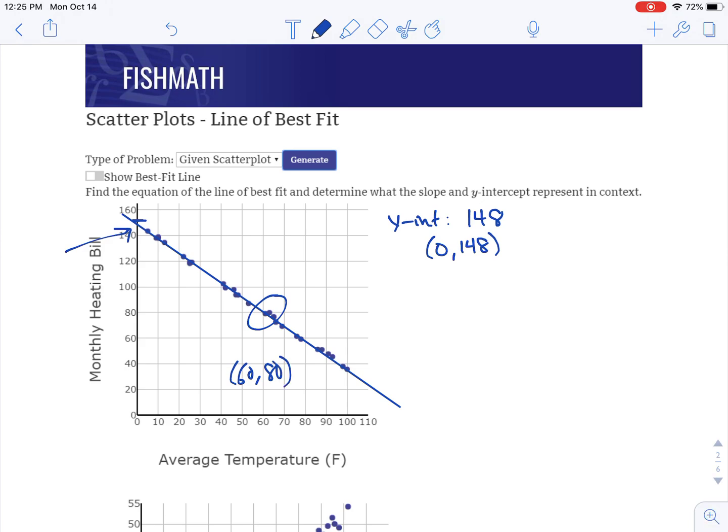Now there's not necessarily a dot there, and that's okay. I just need some place on the grid that I know for sure my line goes through. So I'm going to use that point, (60, 80). And I'm going to find the slope between these two points. So I'm going to make a little table: (0, 148) and (60, 80).